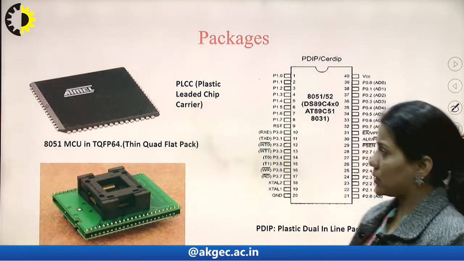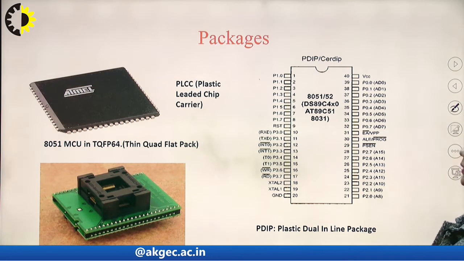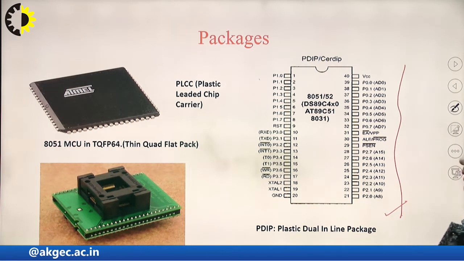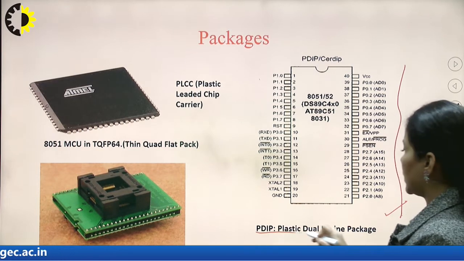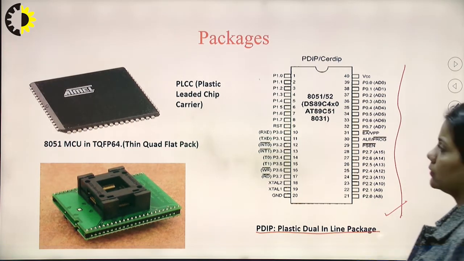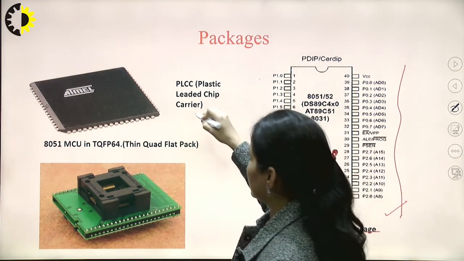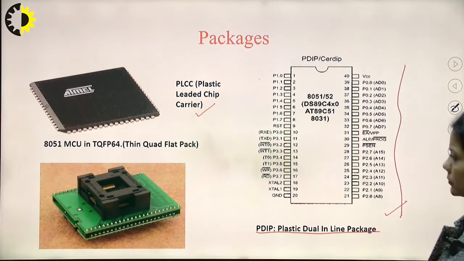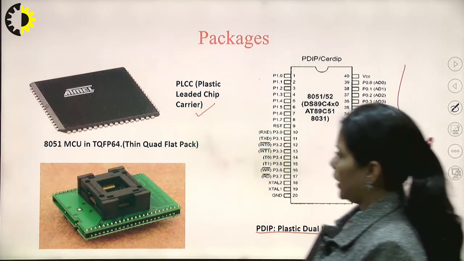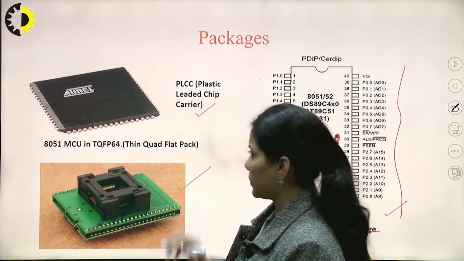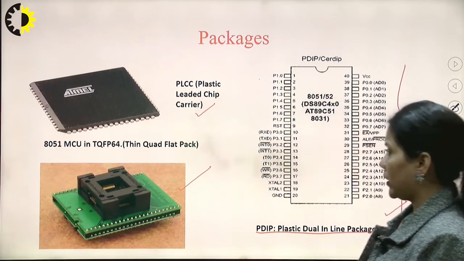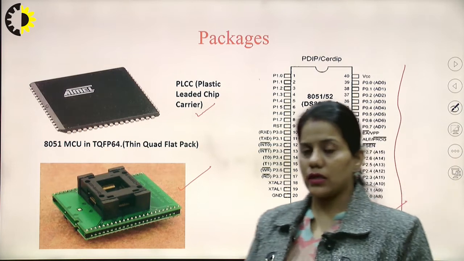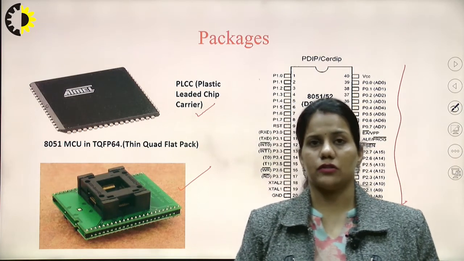In terms of packages, we can see there are different packages available in the market. The most common package we see in today's labs is the dual inline, that is the plastic dual inline package, PDIP. The next package is PLCC, that is a plastic leaded chip carrier. And another one is the thin quad flat package. So a variety of packages are available in the market, and we can select the desirable one according to our application, according to our need.